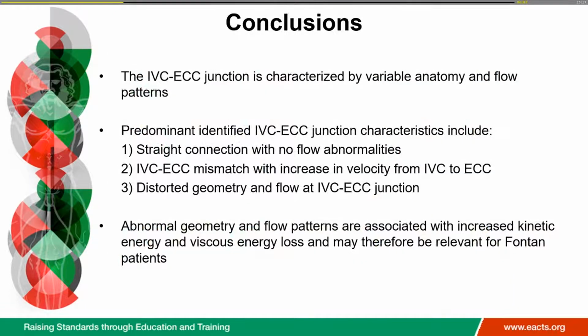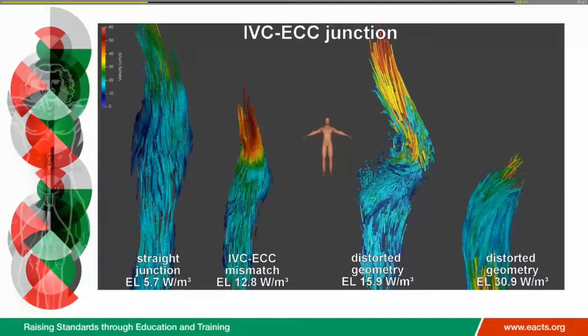So concluding, the IVC-ECC junction was highly variable and included relatively straight connections where no flow abnormalities were found, IVC-ECC mismatch, and distorted geometries leading to adverse flow patterns. And these abnormal geometries and junctions were associated with increased kinetic energy and energy loss and may therefore be relevant for Fontan patients. Thank you.